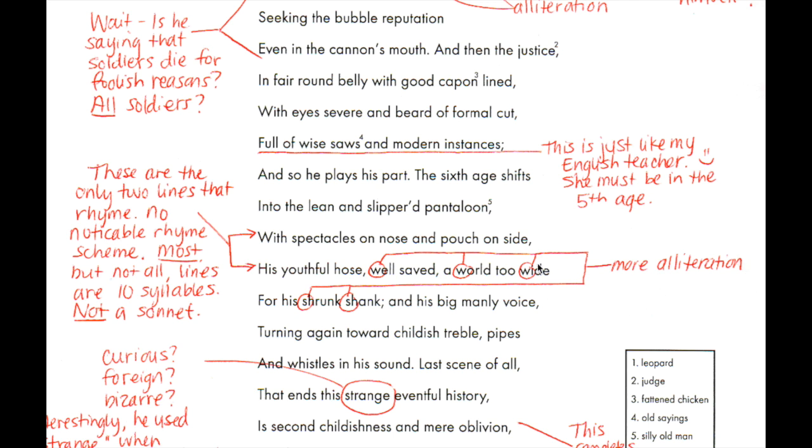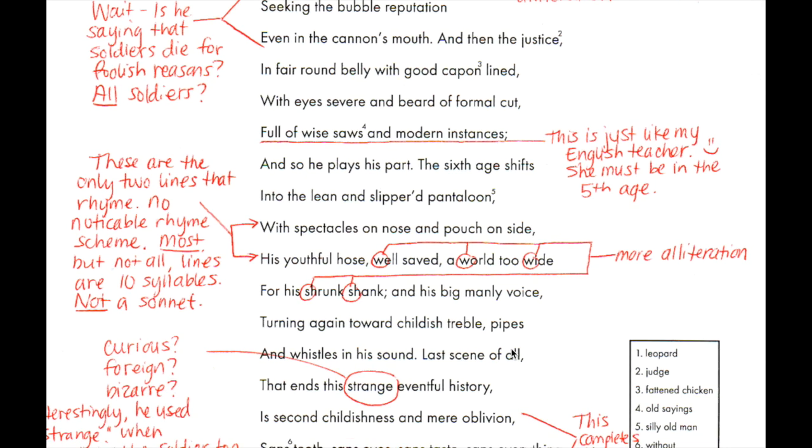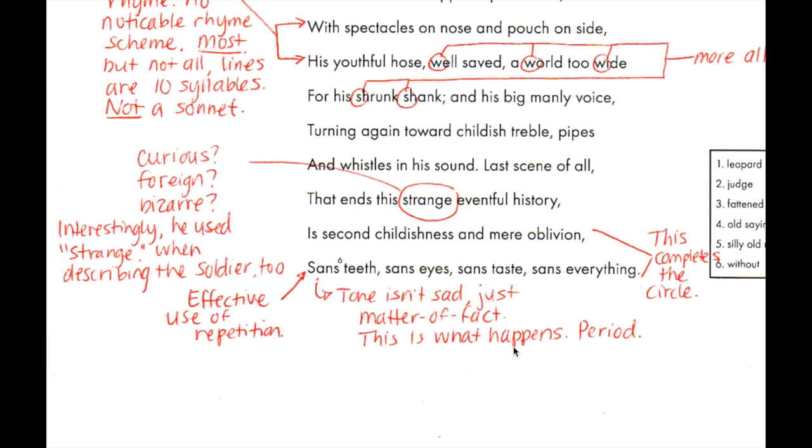We have more alliteration here. Interesting to note. And then the word strange is used a couple of times in the poem. So I might do something with that as well. Does he mean strange like we use it? Or does he mean curious, important, notable, foreign, bizarre? I was just sort of like, what could we do with that?